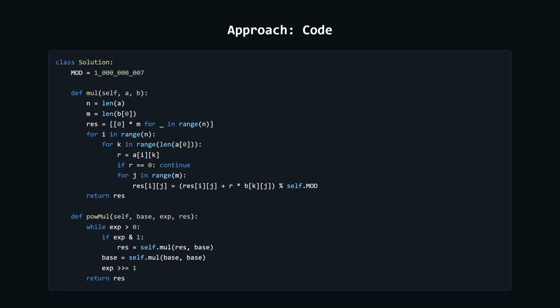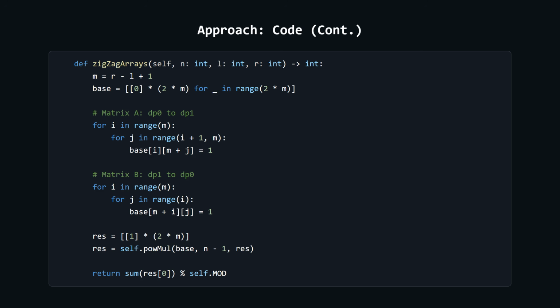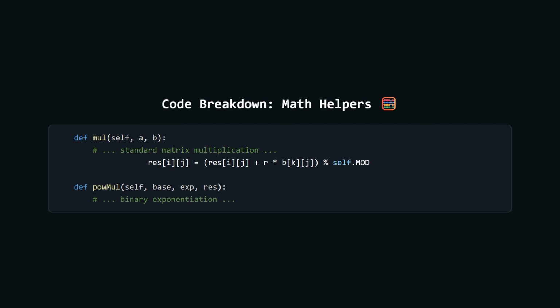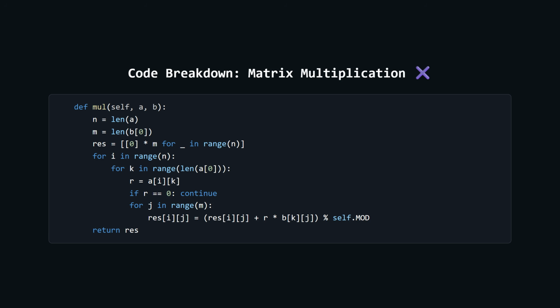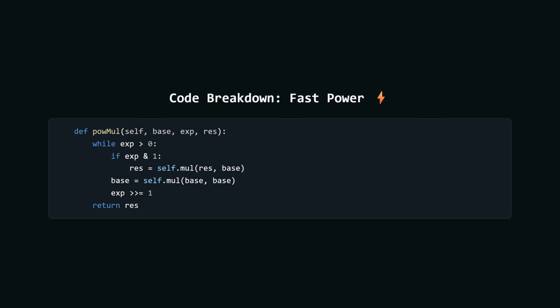Here is the first half of the full Python code for this approach, showing our helper functions. And here is the second half with the main logic. Don't worry, we'll break this down. Let's start with these 2 helper functions for matrix math. The first function is just standard 2D array multiplication, but it applies the modulo at every step to prevent the numbers from crashing the program. The second function is binary exponentiation, which quickly calculates massive powers by repeatedly squaring the base matrix.